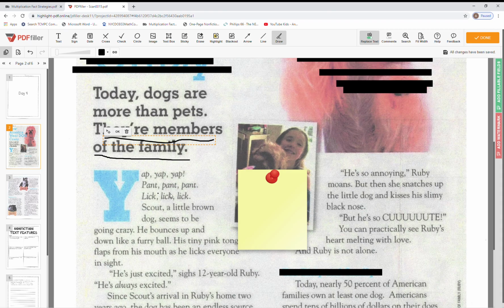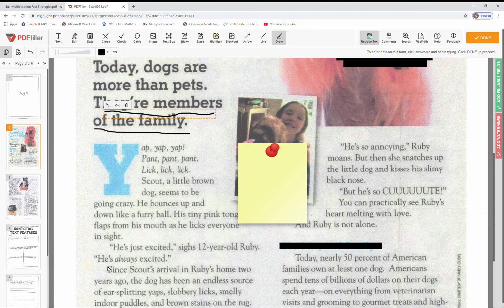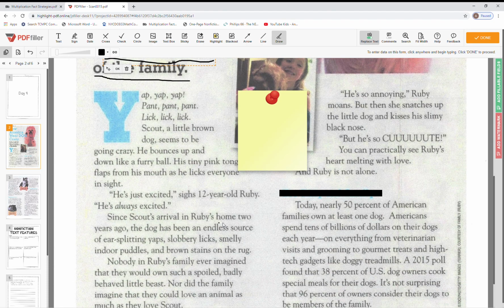Yap, yap, yap, pant, pant, pant, lick, lick, lick. Scout, a little brown dog, seems to be going crazy. He bounces up and down like a furry ball. His tiny pink tongue flaps from his mouth and he licks everyone inside. He's just excited, sighs 12-year-old Ruby. He's always excited. Since Scout's arrival in Ruby's home 2 years ago, the dog has been an endless source of ear-splitting yaps, slobbery licks, smelly indoor puddles, and brown stains on the rug.